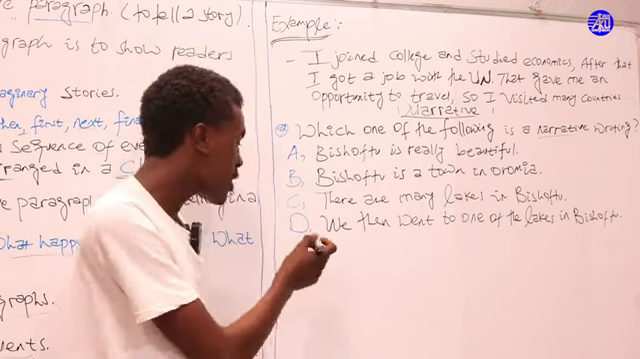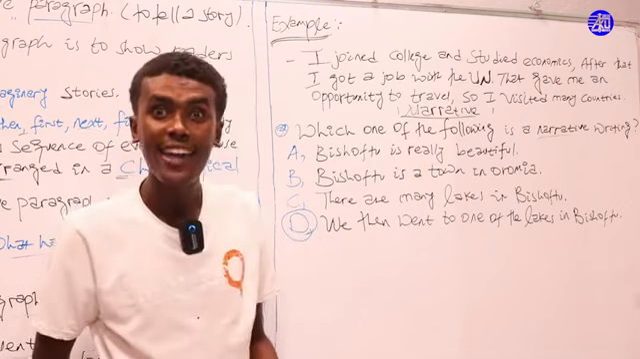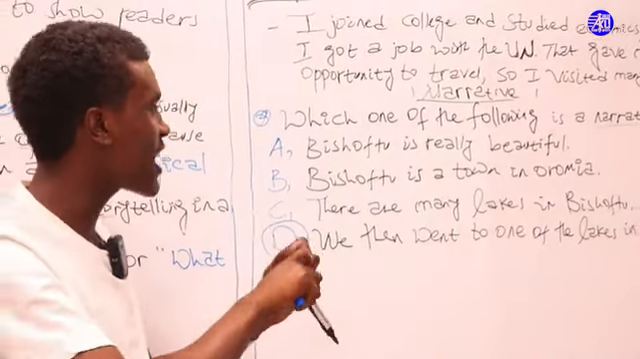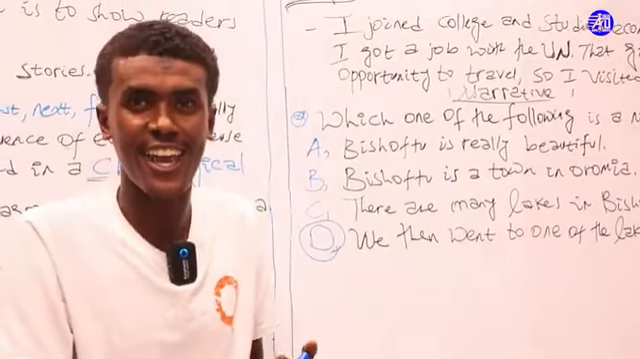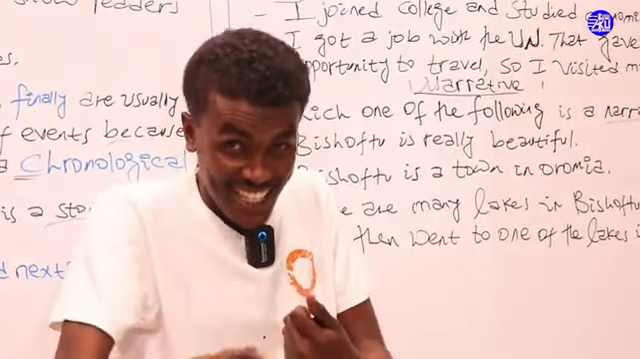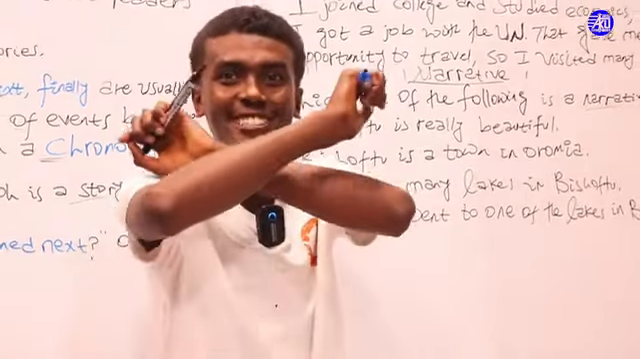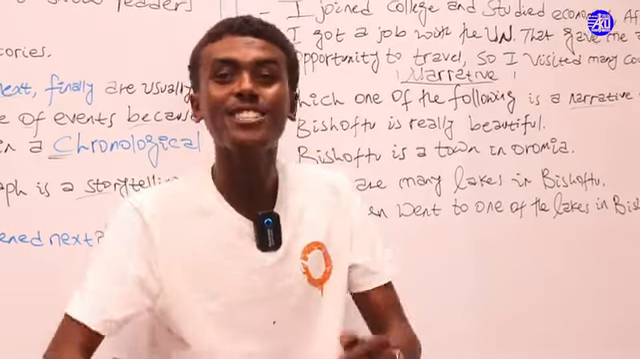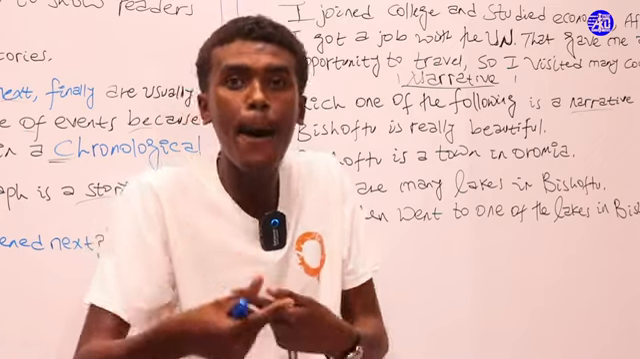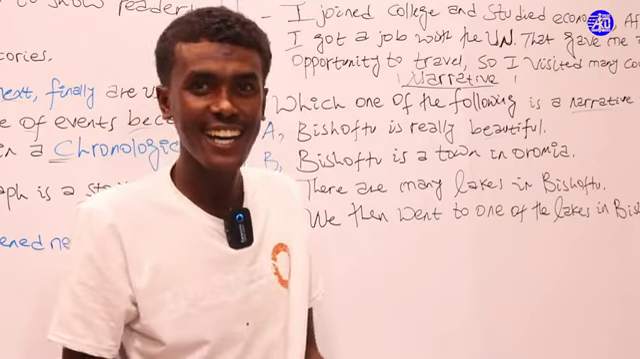Alright, that's it. The correct answer is D. Why? Alright, for example, Bishoftu is really beautiful, he's saying. This one is describing Bishoftu. Okay? It's not a narrative. It's not expository. It's not something else, but it's a descriptive paragraph because he's trying to describe Bishoftu by using some adjectives like beautiful. Got it?